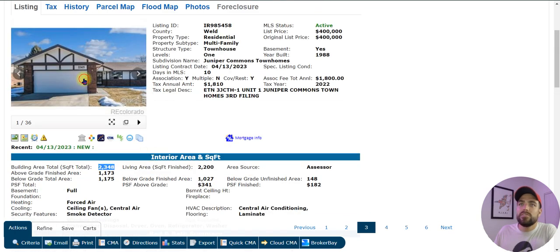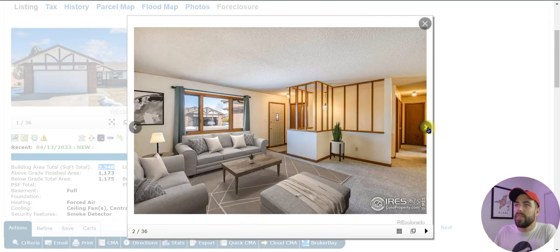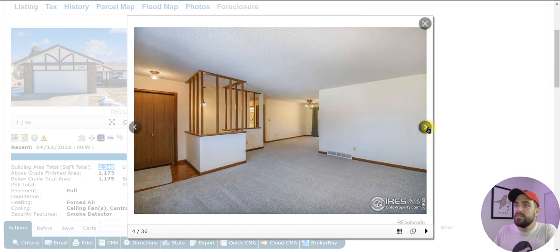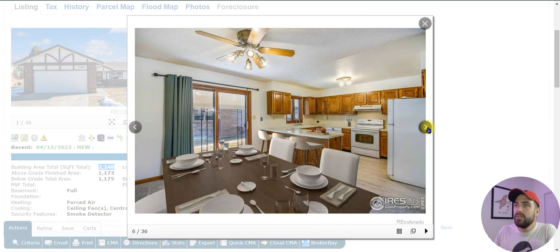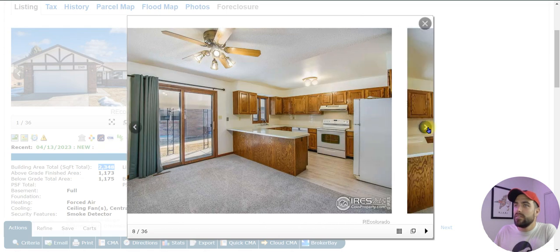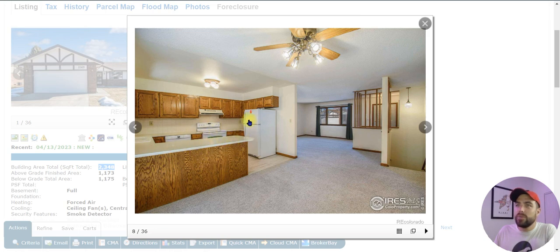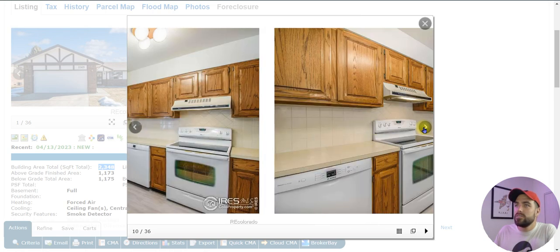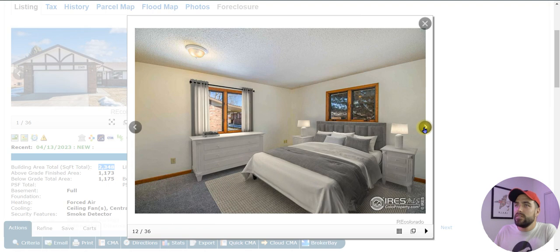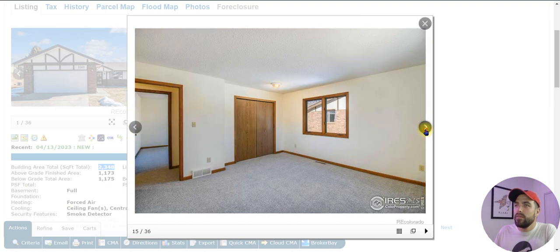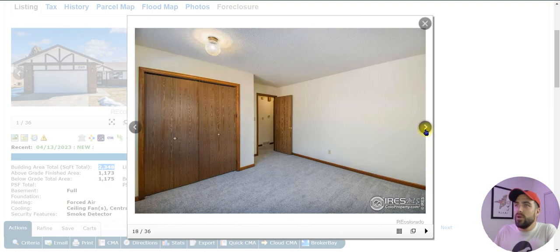And let's check out some of these pictures. It's pretty nice inside. It's cleaned up pretty well. I'd say similar countertops and finishes as to what you've got. But again, they are smaller than you quite a bit.